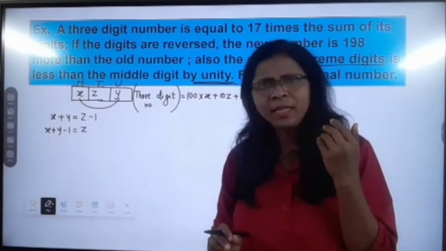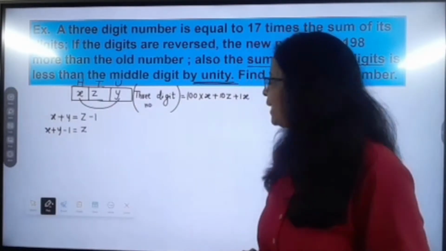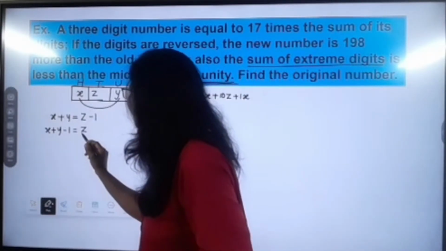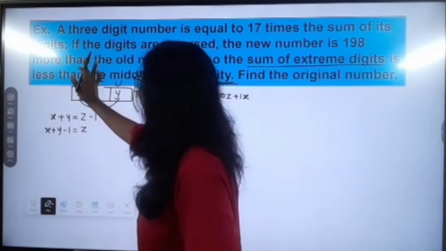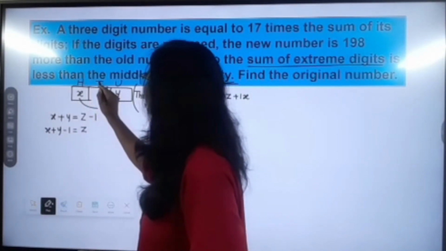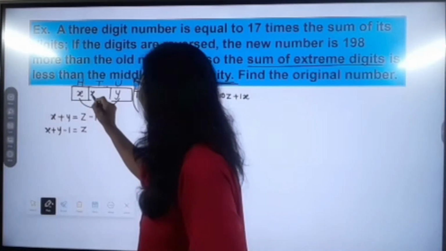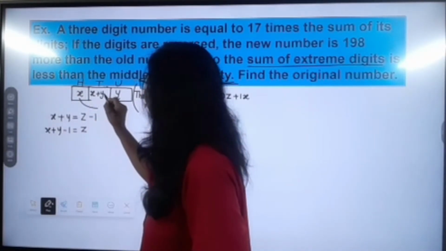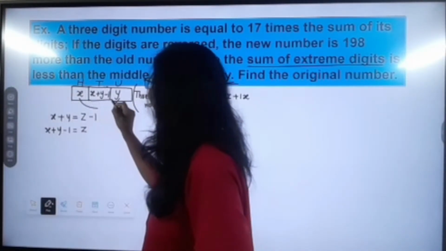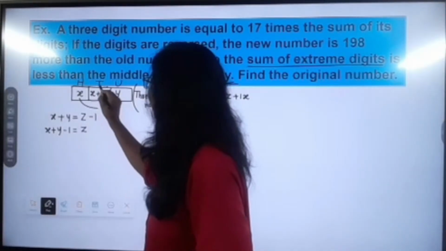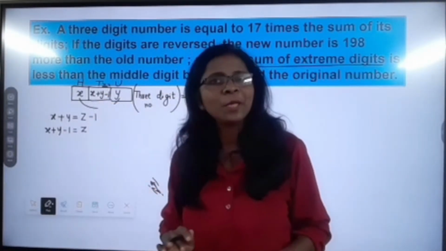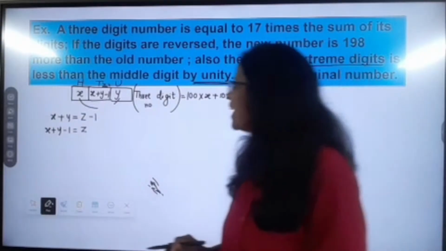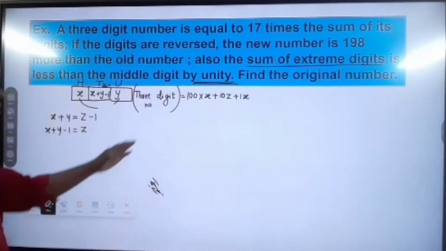So we don't know that relation for z. Here at the place of z, I write down x plus y minus 1. Okay, z is x plus y minus 1. So students, then it will be very easy.